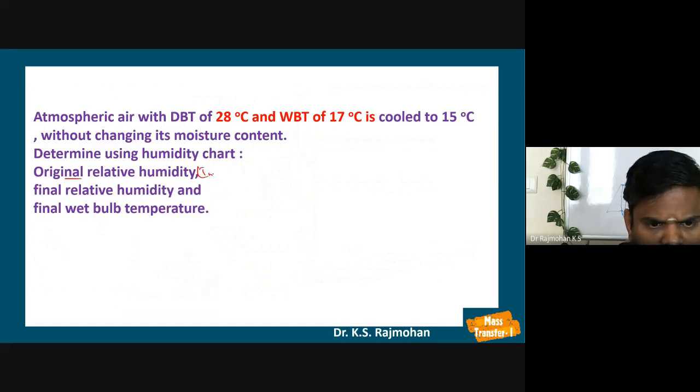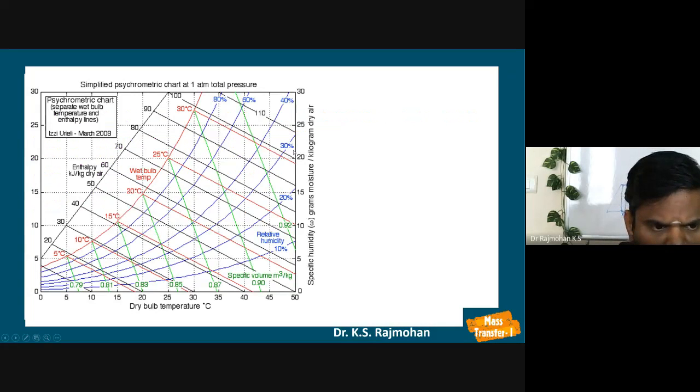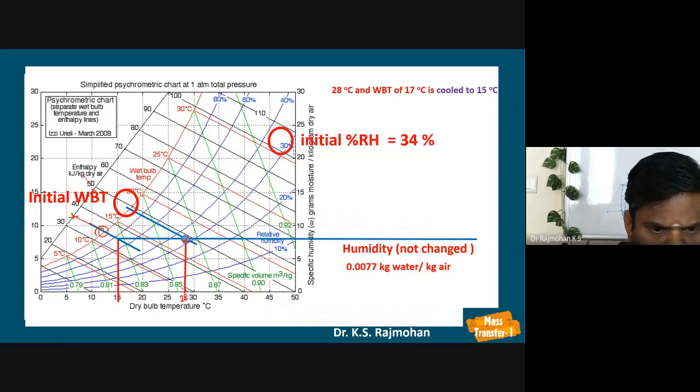Initial percentage RH is asked. Final relative humidity, again final percentage RH is asked. What is the final wet bulb temperature? Only three data we need, right? So final wet bulb temperature is around whatever is the value, say around less than 12.5 or slightly around that, you will get. And initial relative humidity is 34 percentage.